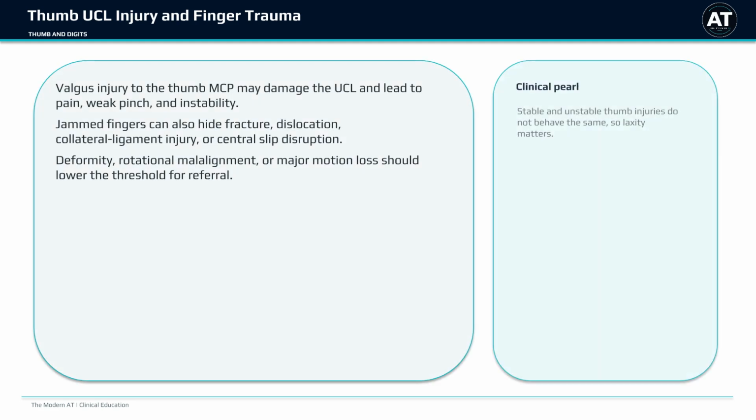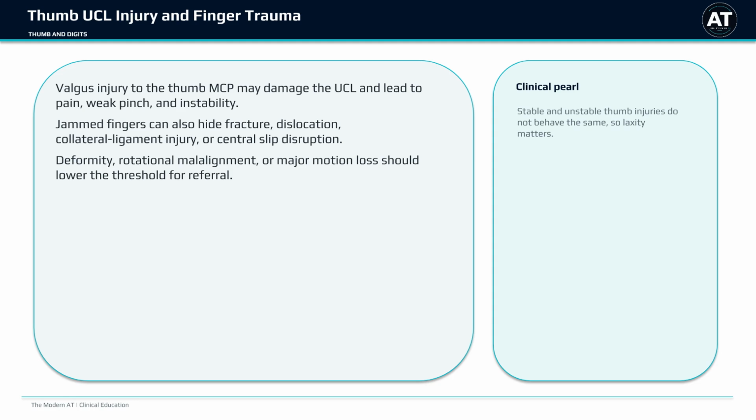Thumb UCL injury occurs when valgus force stresses the thumb MCP joint, such as a fall with the thumb forced away from the hand or the thumb catching on equipment. Patients may report ulnar-sided thumb MCP pain, weak pinch, swelling, bruising, or instability. A complete tear or Stener lesion can cause chronic pinch weakness if missed, so laxity and endpoint matter.